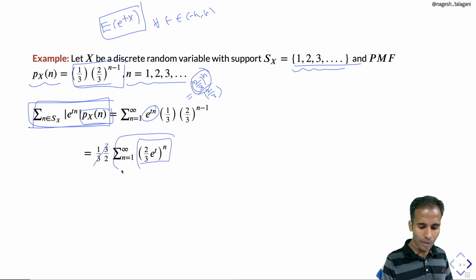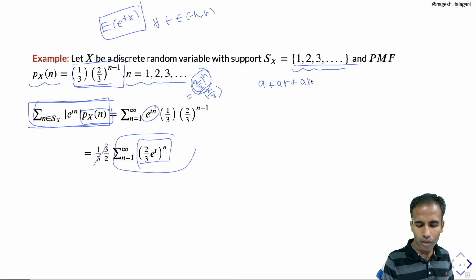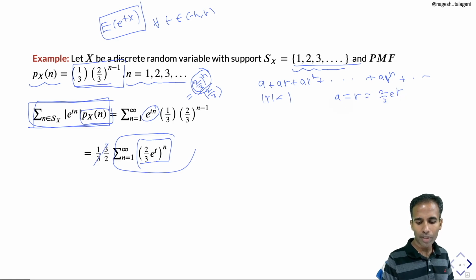Now this summation looks like, if you know the geometric series, a plus ar plus ar squared, and so on, ar to the power of n. This is a geometric series. This series converges only when |r| is less than 1. Here r is the common ratio. In this case, a equals r, both are (2/3)e^t. The first term a and the common ratio are the same, which is (2/3)e^t.